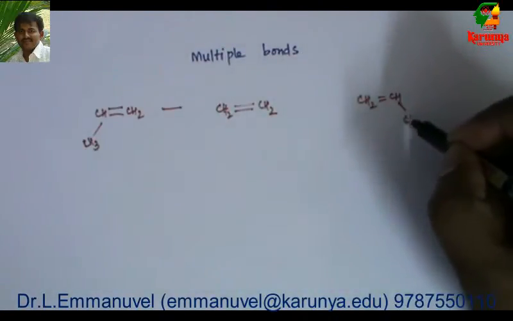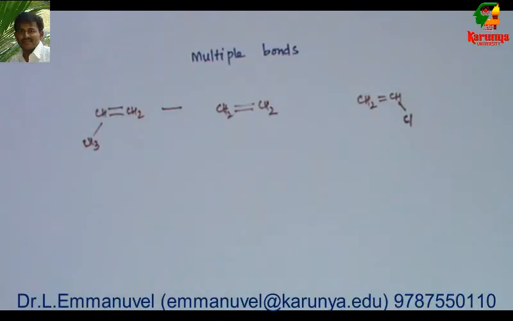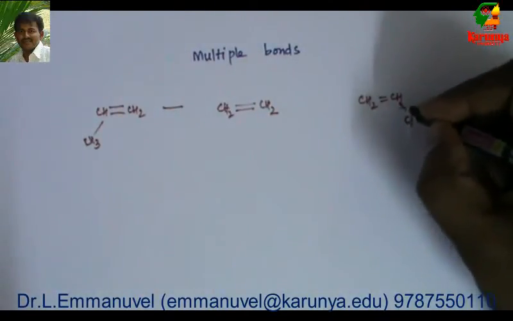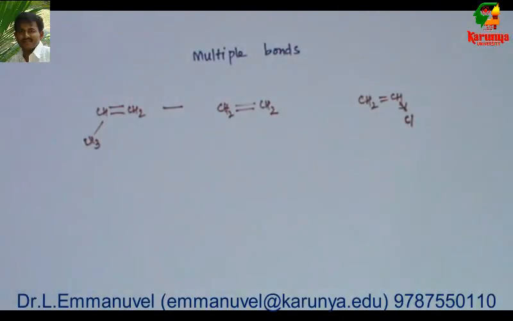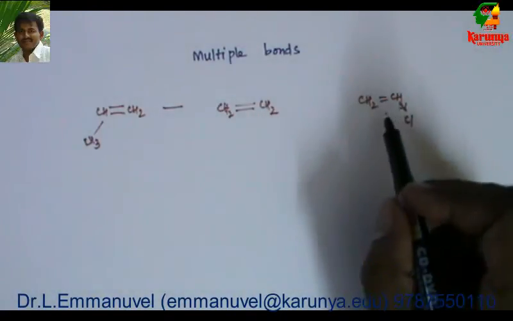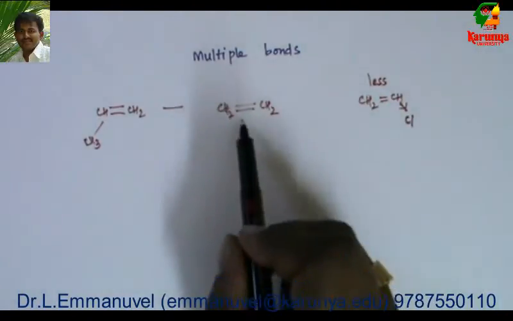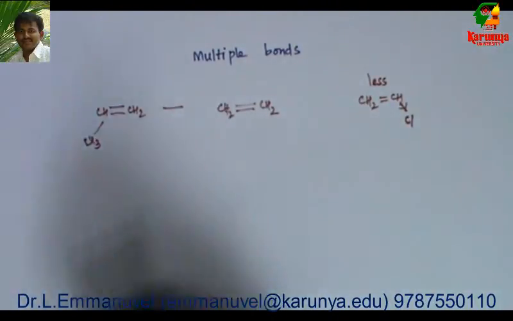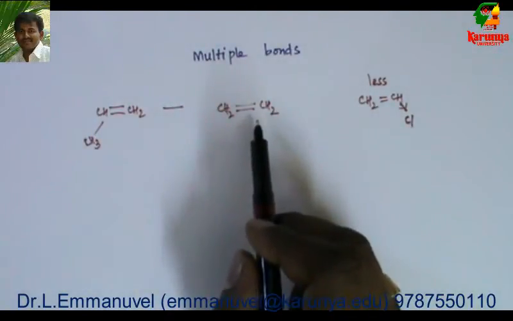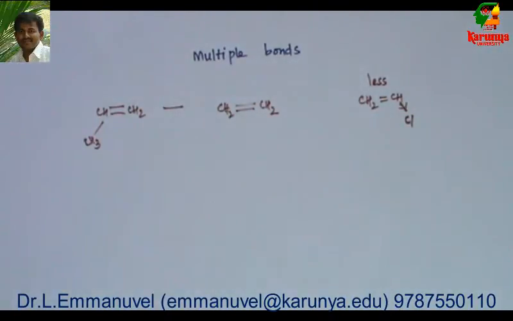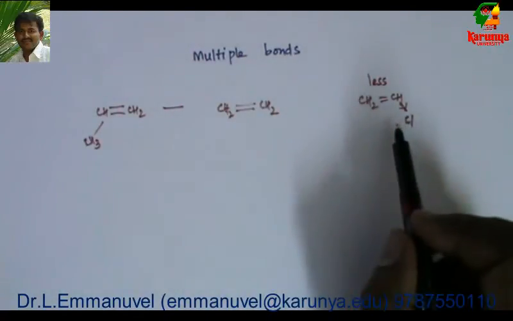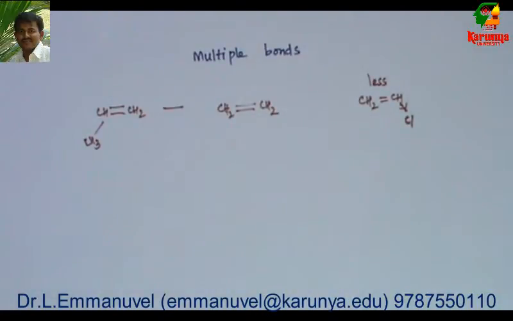Here, this chlorine has higher electronegativity. It tries to pull the electron cloud from the alkene. So because of that, the electron density on this alkene is less than this one. In this, there is no group, no atom to pull the electron density. So compared to this, the electron density is less on this compound.